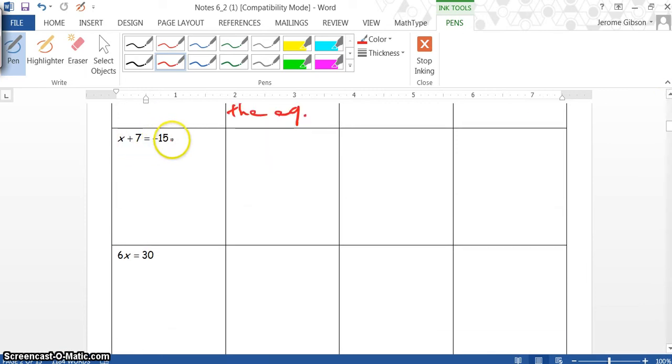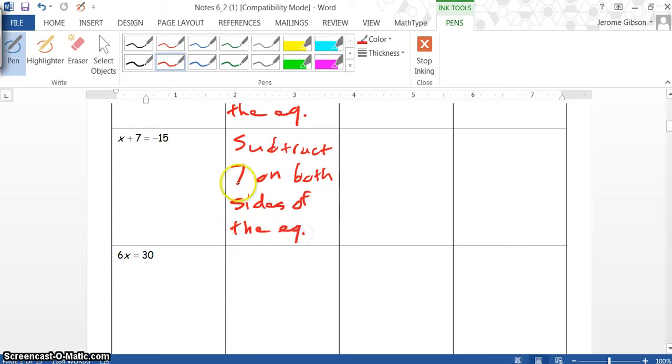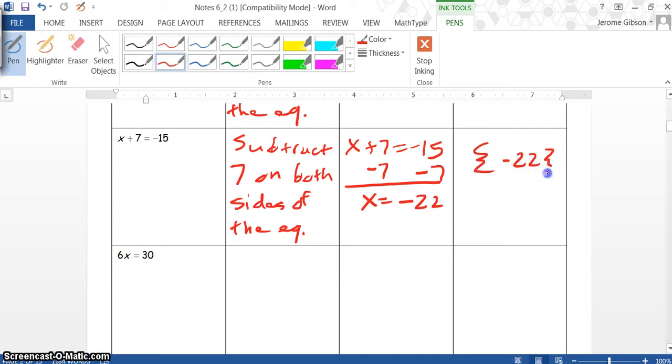We have x plus 7 equals negative 15. To isolate x, we know we will subtract 7 on both sides of the equation. Now the next thing we would do, we would solve the equation. So we have x plus 7 equals negative 15. We will subtract 7 on both sides. And x is equal to negative 15 minus 7, which is negative 22. And our solution set is negative 22.